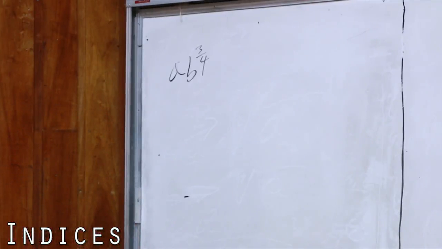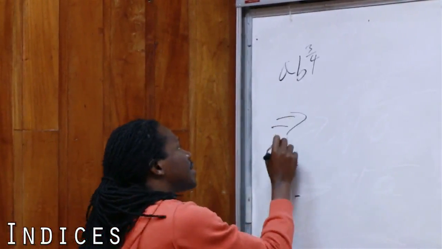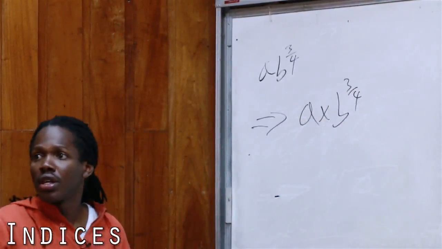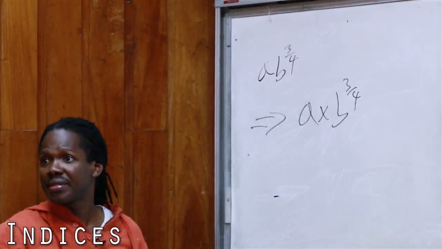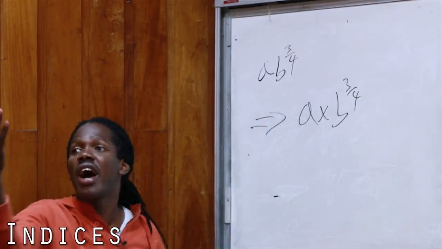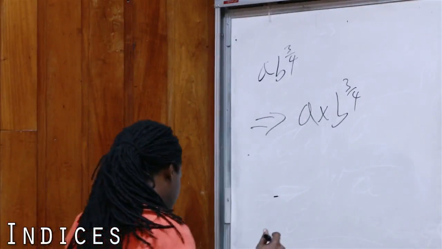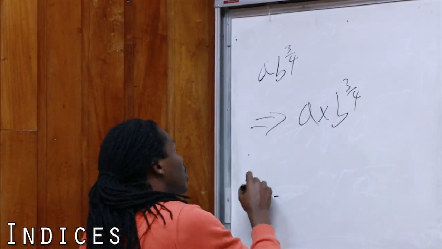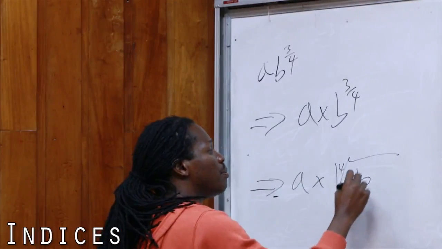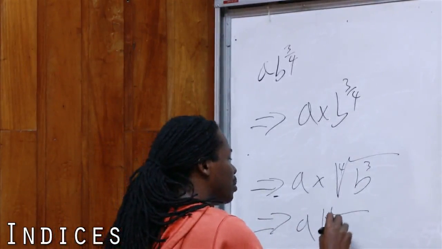What did I say about attacking? This implies A times B to the 3/4. So if you realize, A doesn't have anything to do with the 3/4. You see that? If you put A, B and that, you're wrong. So you come now and say then it is included. This implies therefore A times root 4b cube implies a root 4b cube.